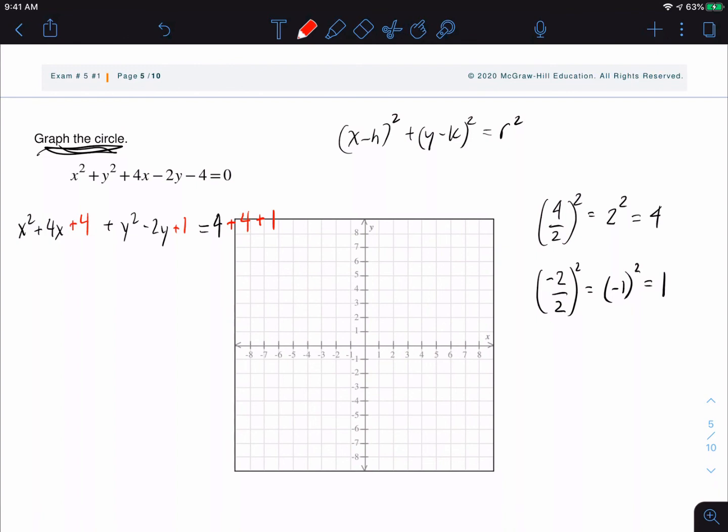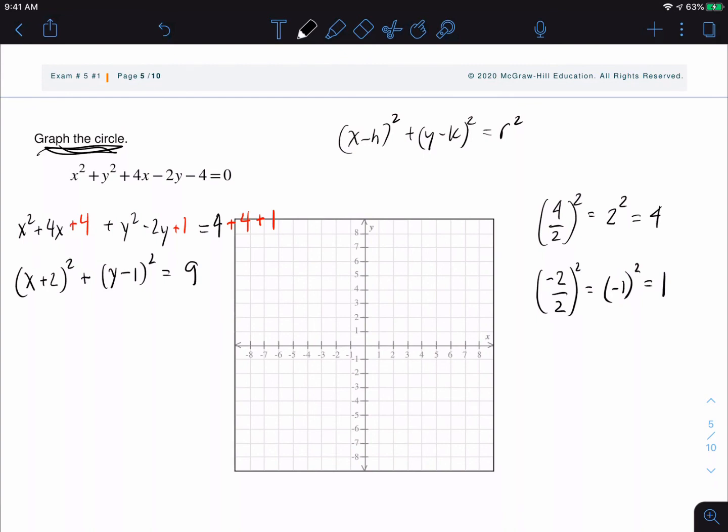So now we have two trinomials that we've made perfect squares. And so we need to factor them. So this first one with the x's is going to be (x + 2) squared plus (y - 1) squared is equal to 9. Are we okay with how I factored those? Yes? Okay. Wonderful.